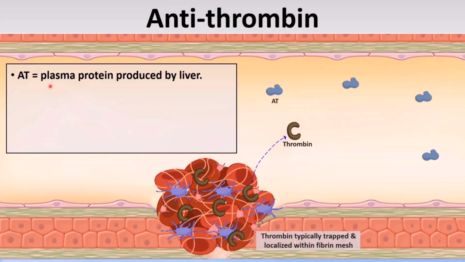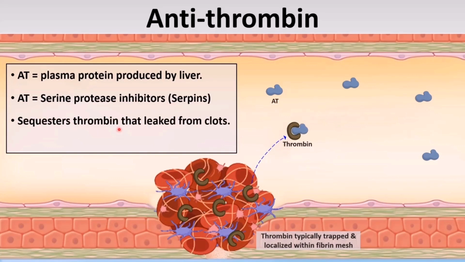So antithrombins are essentially plasma proteins that are being produced by the liver. They are circulatory proteins. In fact, they are actually serpins, or what we call serine protease inhibitors. What it does is that it is able to sequester those thrombins that are leaked into the circulation, and it will then be able to inhibit them, preventing them from activating the clotting cascade.